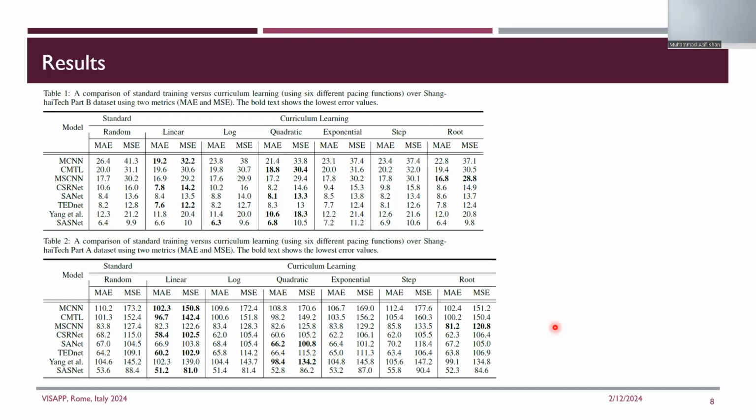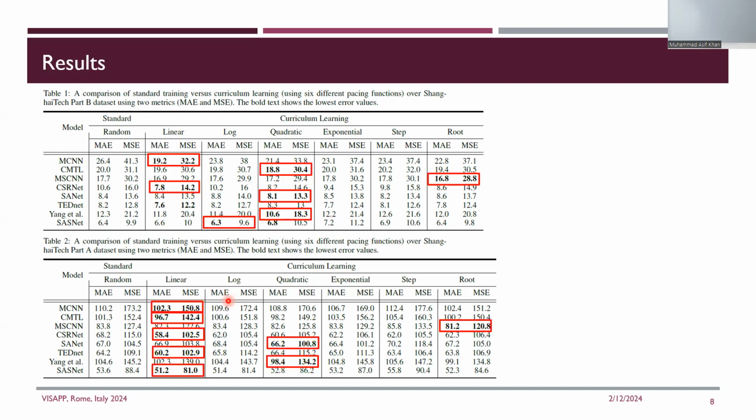This slide shows the results that we achieved for our experiments. You can see here the first and leftmost columns are the mean absolute error and mean squared error for standard training, and all the other remaining columns on the right side show the results for curriculum learning using different pacing functions. The top table shows the results for Shanghai Part B, and the second table shows the Part A dataset. The results in the red boxes are the best results that have been achieved for different models and different pacing functions.